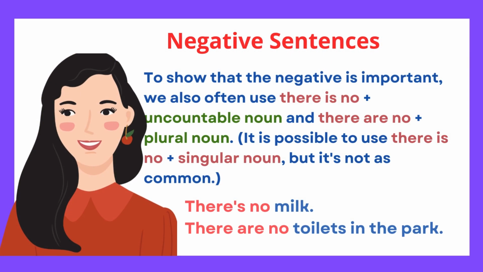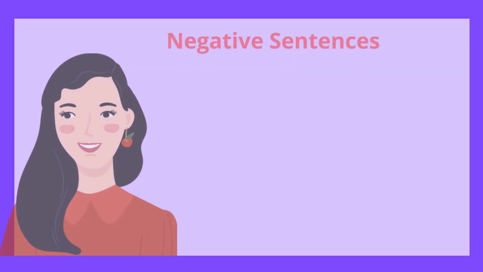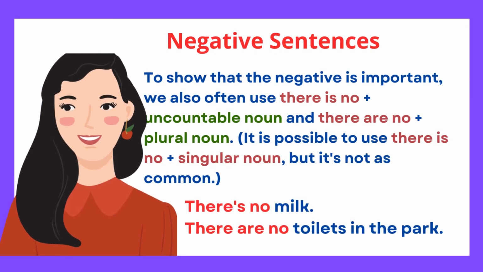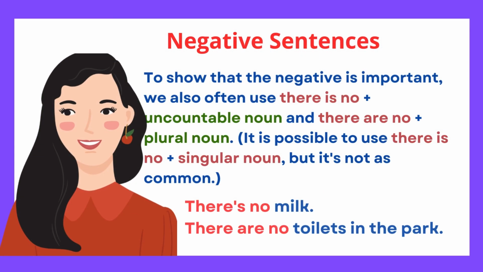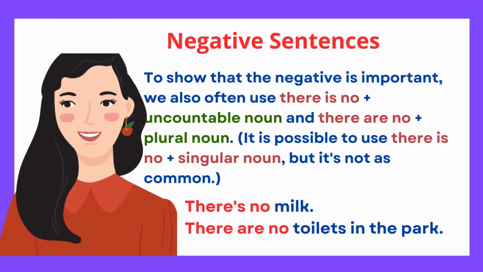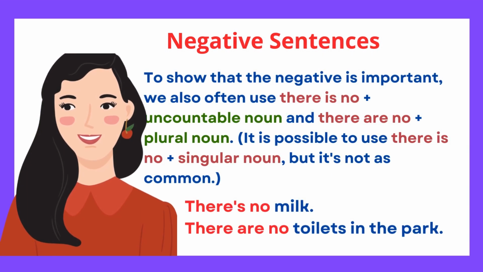Negative sentences. To show that the negative is important, we also often use there is no plus uncountable noun and there are no plus plural noun. It is possible to use there is no plus singular noun, but it's not as common. There's no milk. There are no toilets in the park.